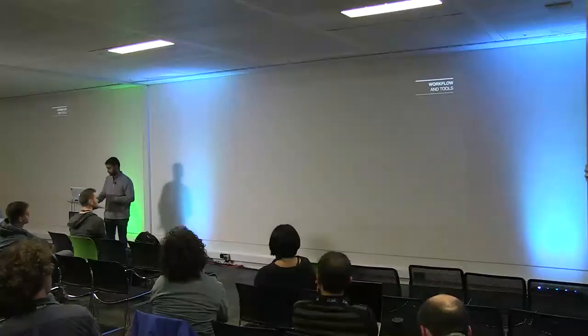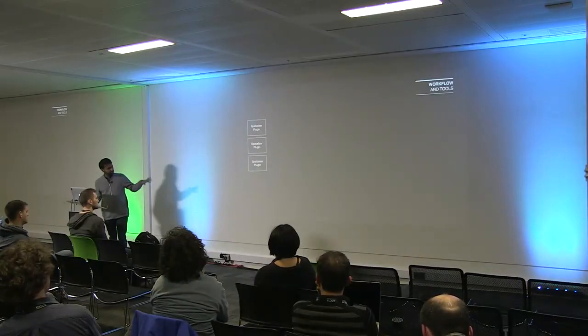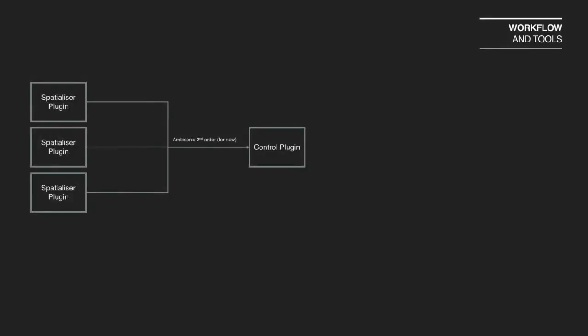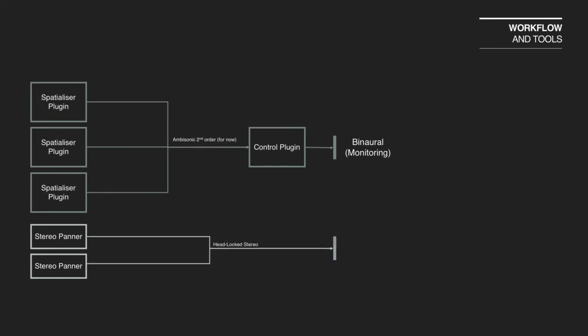So let's take a step back and look at the full signal flow, taking this architecture into consideration. You have multiple Spatialiser plugins in your DAW that output Ambisonics. They go to your control plugin, where you can monitor the binaural mix. You could also have mono or stereo tracks using a normal stereo panner in your DAW, and that's for your headlocked audio that you do not want to rotate within the scene.